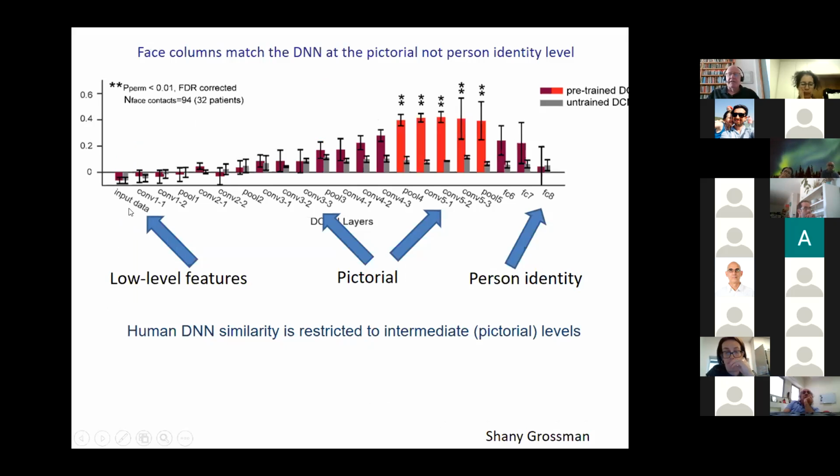And the result is actually interesting. So what you see here is the similarity of the distance matrix in the human to the computer along the entire set of layers in the artificial network. We know that the layer at the bottom is interested in low-level features, just like the human visual system. We know that at the top, there are networks that are interested in the identity of the person. And notice that the correlations that we find between the brain and the computer are in the intermediate levels that are not strictly low level and not strictly high level.